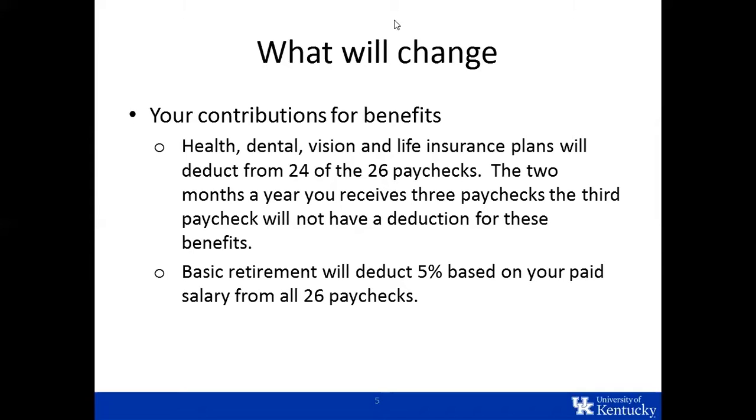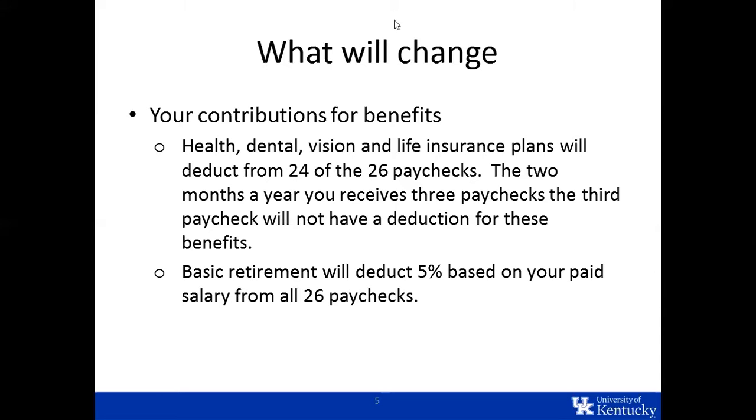For health, dental, vision, and life insurance, as well as some other benefits, they are only deducted from 24 of the 26 paychecks. So they are always taken from the first two paychecks of every single month. So those 2 months where you actually get 3 paychecks, nothing is deducted for those benefits on that third paycheck.